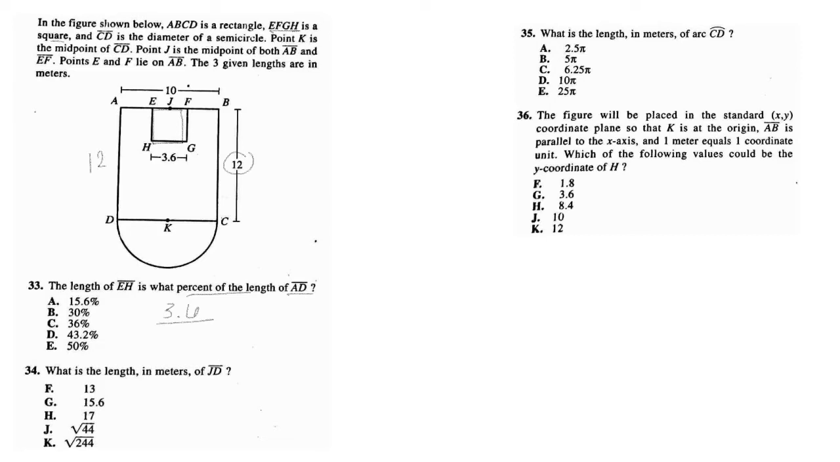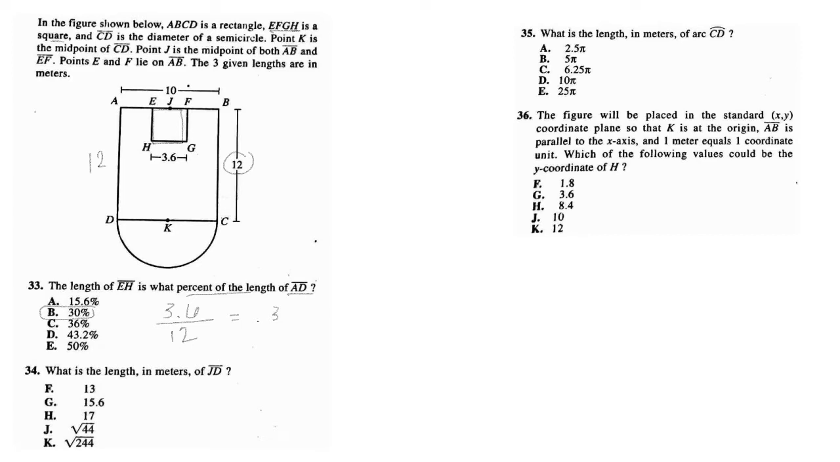So we've got 3.6 over 12. So let's see, what percent is 3.6 of 12? So let's calculate that and see. 3.6 over 12, and that's going to give us 0.3, and then we need to multiply that by 100 to get our percentage. So it looks like we're going to have 30%, which is going to be answer choice B. So the fact that we were told that those were squares was very helpful.